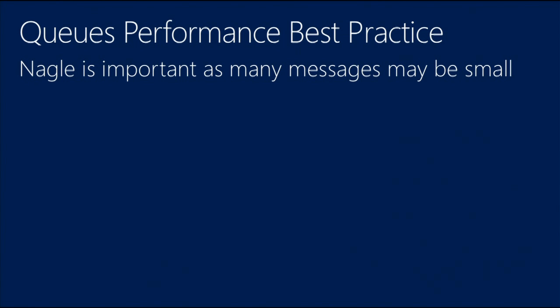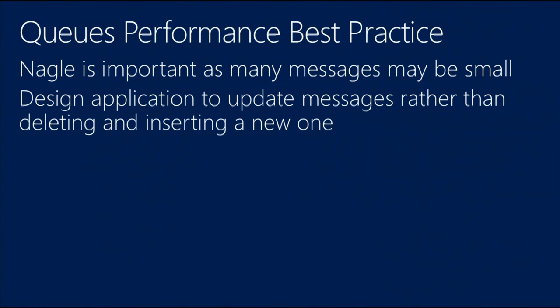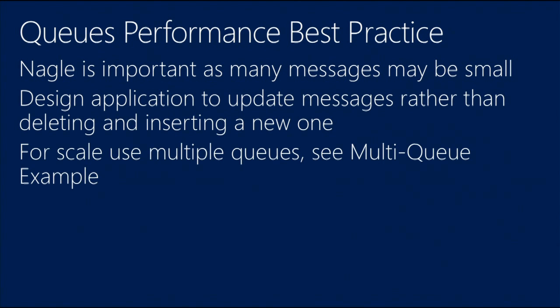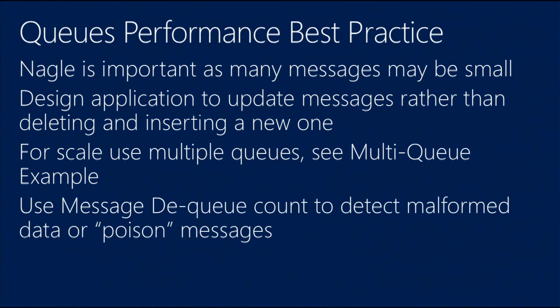Again, latency is important here, as messages may be small. A lot of messages will be just a URI to a blob, so this may impact the latency. Design your application to update messages when it's appropriate. For scale, use multiple queues, and we've actually got some sample code that we'll release here that is a multi-round robin queue, so you can target more than one queue, greater than 2,000 transactions a second. And then use the message DQ count to detect malformed or poisoned messages.